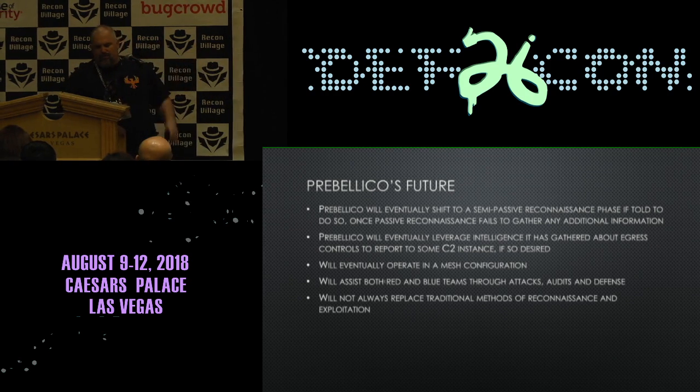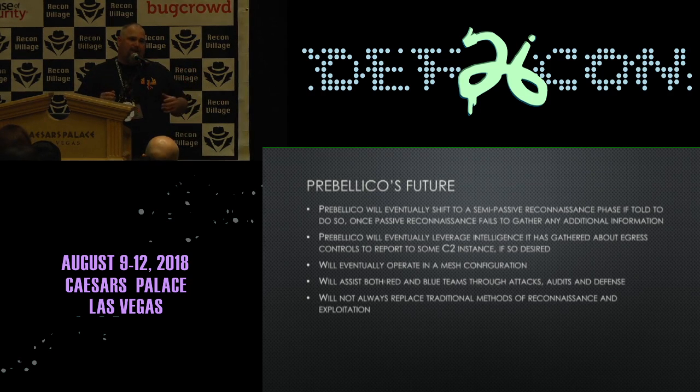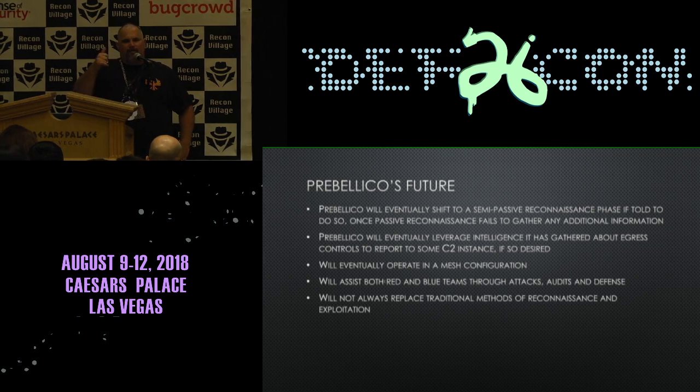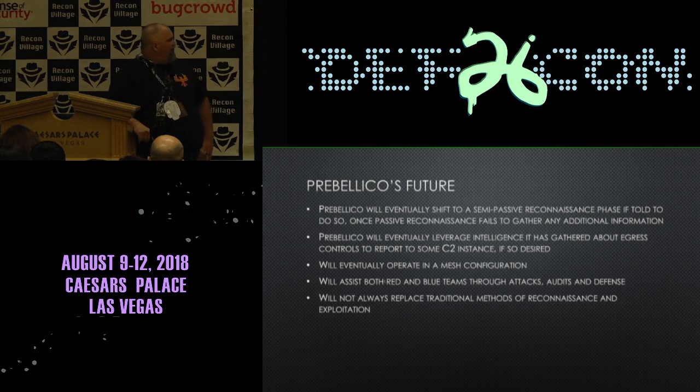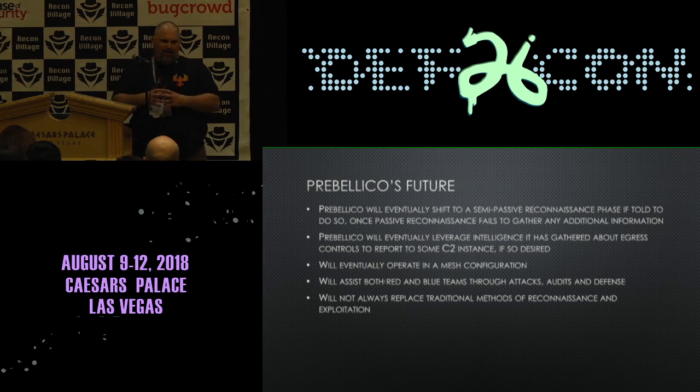Eventually, Prebellico will let some sort of C2 instance where it might report out to the mothership. It's a little bit risky, but you could do that. As Prebellico understands what's allowed to egress the environment, the best way to get data out of the network is to flow like the network. So if ICMP is allowed on the internet, then maybe Prebellico, if told to do so, might report out over the internet about what it's found. Eventually, operating in kind of a mesh configuration, I kind of call them four observers, where they might report back to the mothership and have a massive hive.